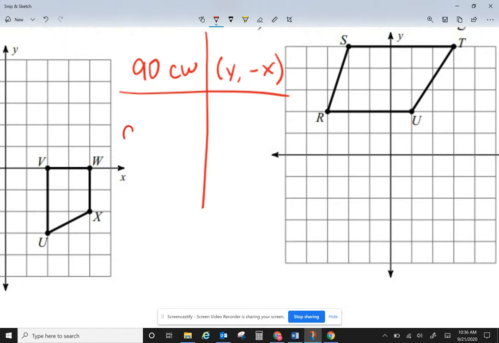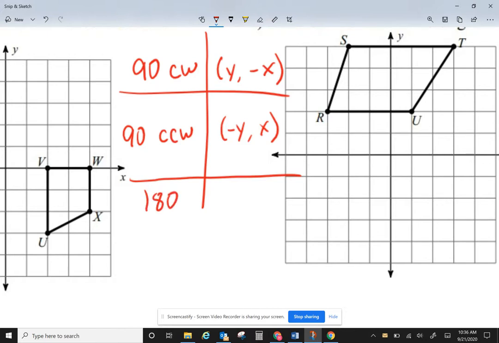For 90 degrees counterclockwise, I'm going to abbreviate this. 90 degrees counterclockwise, (x, y) becomes (-y, x). And then for a rotation of 180, I'm not going to specify clockwise or counterclockwise because it is the same thing. For a rotation of 180, my X and my Y value are going to become (-x, -y).